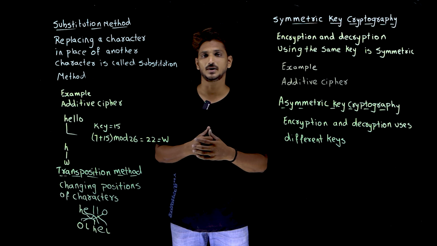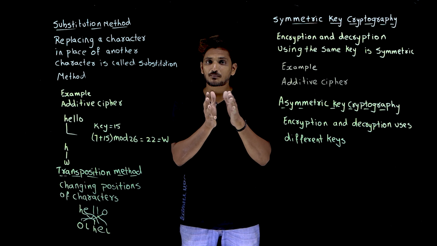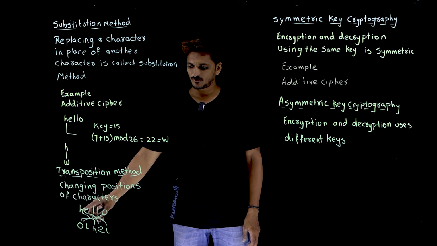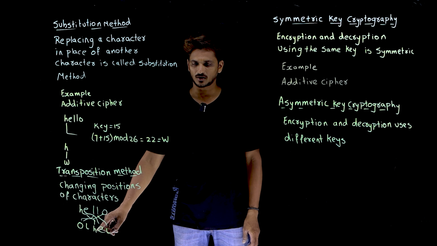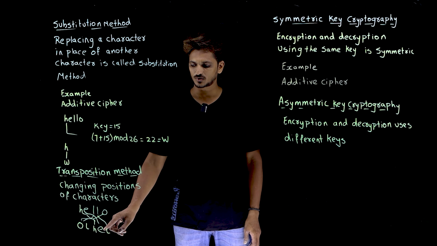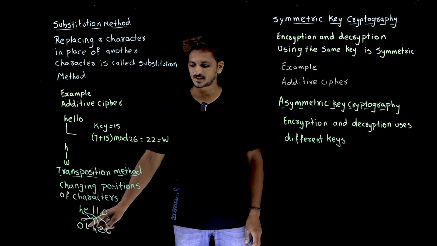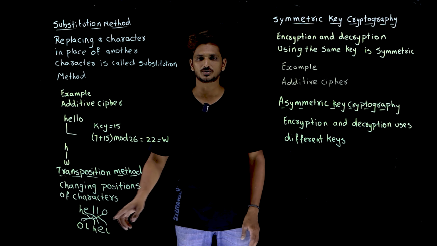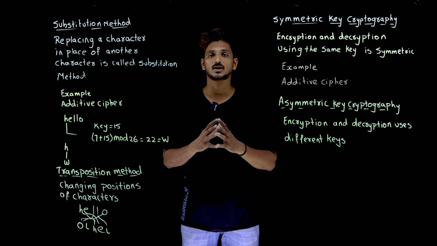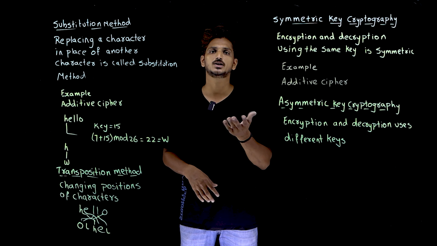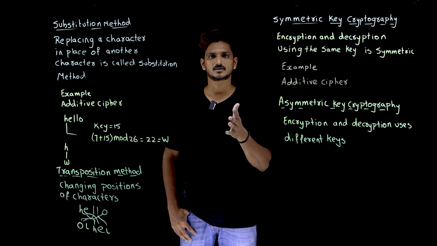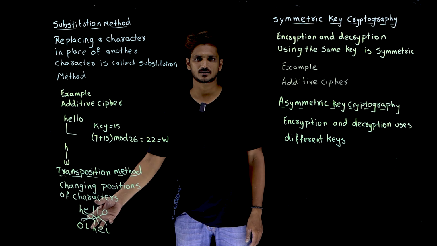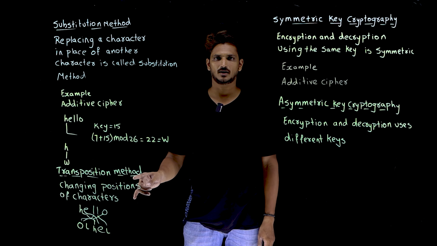Similarly, transposition method means changing the positions of the characters. Suppose you take HELLO: the first character will be placed in the third position, the second character in the fourth position, the third character in the second position, the fourth character in the fifth position, and the fifth character in the first position. We are changing the positions of the characters, which means we are permuting. Permutation means arranging the characters in different positions. When we are permuting the characters, we call it the transposition method.